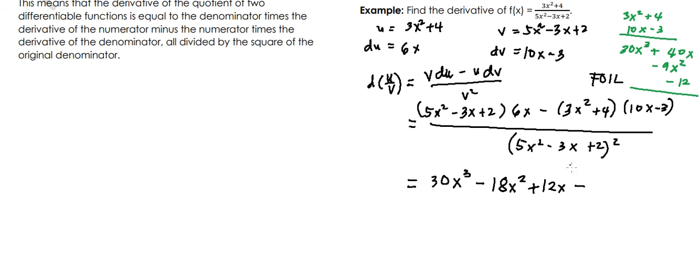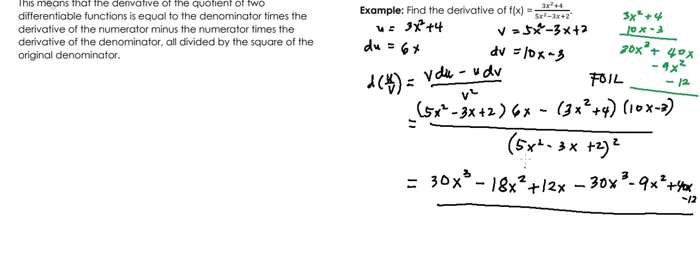Pag sinulat natin dito, unahin natin yung ating power, yung third meron pong highest power. So we have 30x cubed minus 9x squared plus 40x then minus 12. Ito natin ilagay. Alright, all over quantity 5x squared minus 3x plus 2 squared.